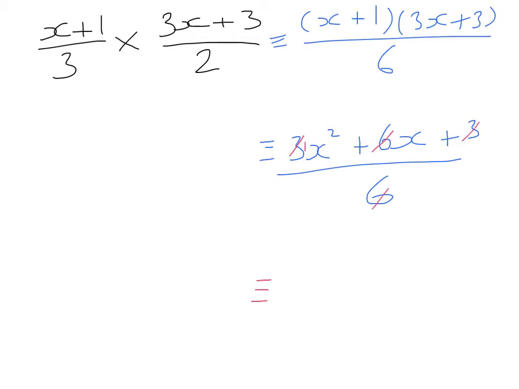That would become 1, 1, divide 6 by 3 and we get 2, and 2. So we are left with x squared plus 2x plus 1 all over 2. So as it turned out in this case, by expanding the brackets, we were able to simplify the fraction even further.